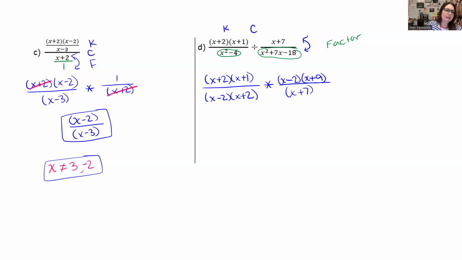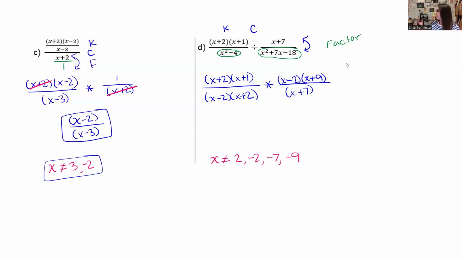Now I can write down any restricted values. So restricted values are going to come from this denominator along with everything in the numerator and denominator over here because they were both denominators at one time. So x cannot be equal to what? Somebody tell me. Positive 2, negative 2, negative 7, and negative 9. I do not have to write down 2 again.